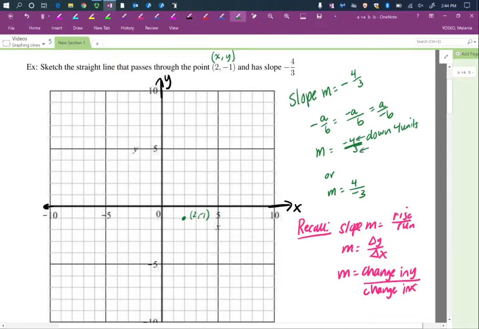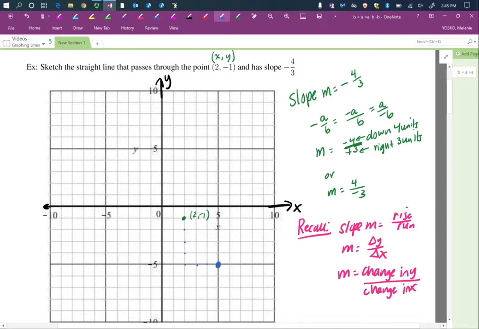And then this 3 we see here, remember, is the change in x, or the run. That tells us which direction, left or right, we're going to go. So since it's positive, we would go right 3 units. So from any point we have on our line, like (2, -1), we can use this process to figure out where other points are. So m equals -4/3 means we go down 4 units and right 3 units to get another point on the line. So we would go down 4, 1, 2, 3, 4, and then we go right 3, 1, 2, 3. This is another point on the graph.